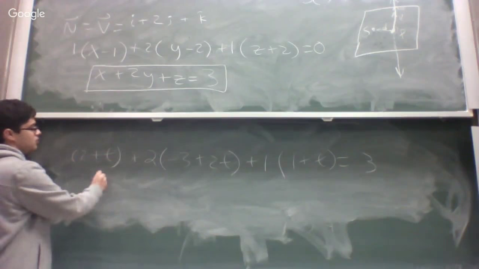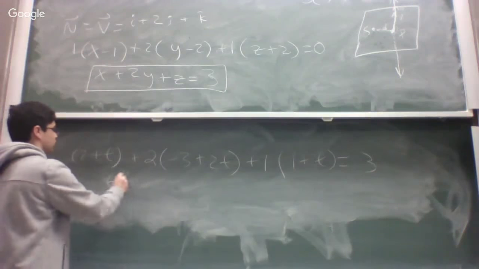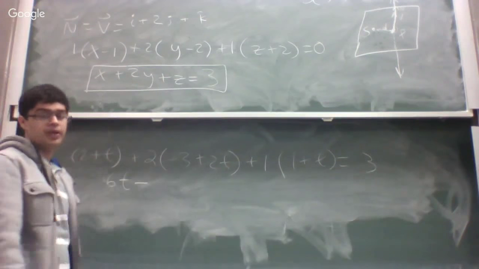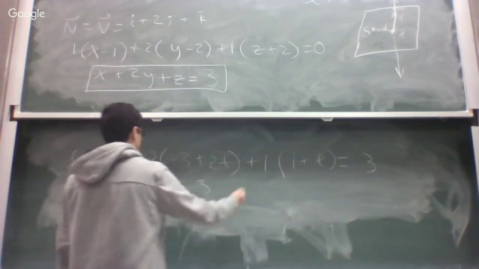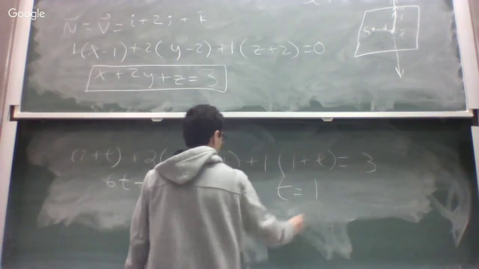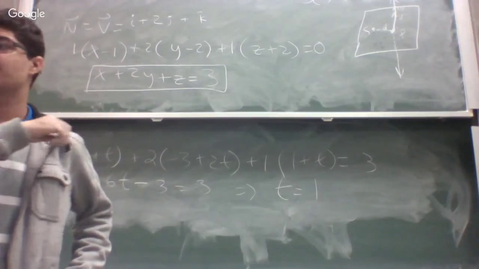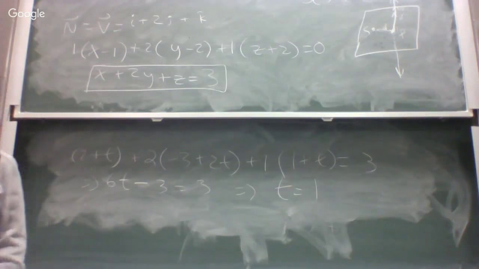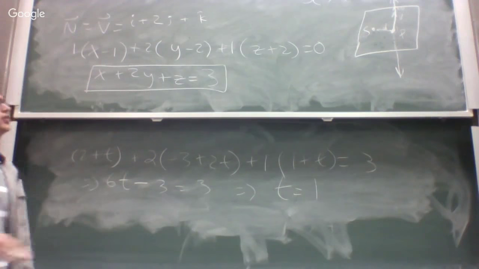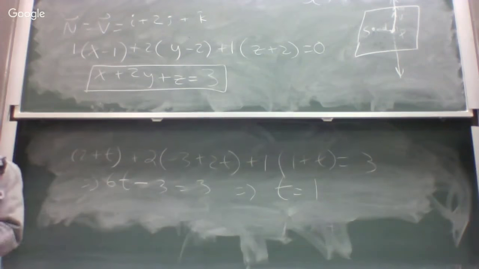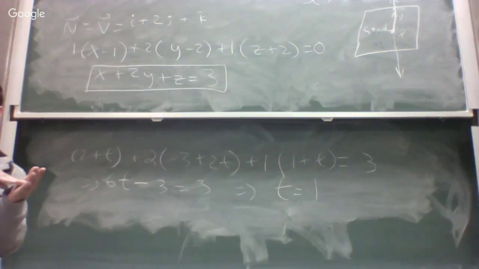So we get essentially 6t minus 3 equals 3. T is equal to 1. Don't forget the arrows. So now we know when time is equal to 1, that's the plane that is the same plane as point S on the line. Okay?